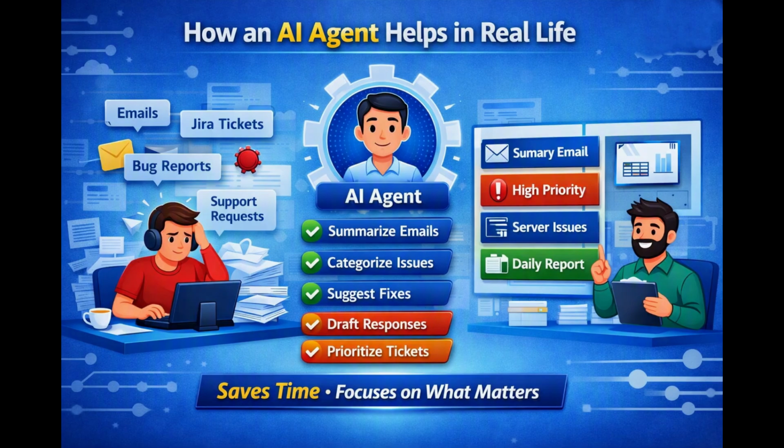Now let's talk about why this is useful in real life. Imagine you are a software developer or IT support engineer. Every day your team might receive dozens of emails, Jira tickets, bug reports, or support requests. Reading each one manually takes a lot of time. But an AI agent can help by summarizing support emails, categorizing issues, suggesting troubleshooting steps, drafting responses, or creating daily reports. For example, if 100 support emails come in a day, the AI agent can quickly identify which ones are high priority, which ones are related to server issues, and which need immediate action.